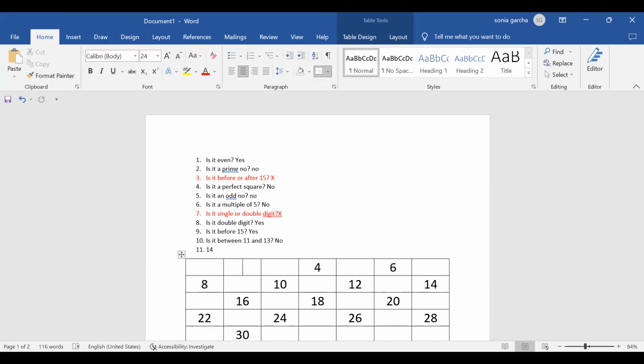Is it a perfect square? I said no. Now which numbers get eliminated? 4, 16. Only those. So was it a good question? No, ma'am. It wasn't bad, right? In the first only one went, now two went. Okay, no problem.